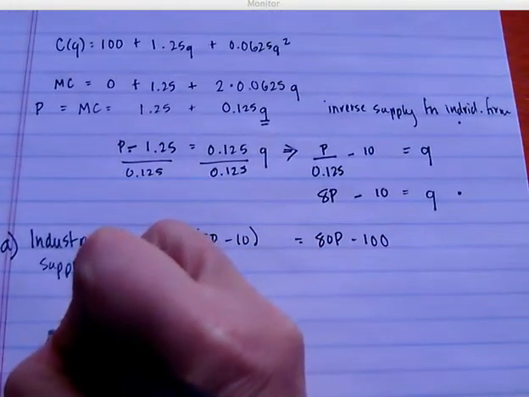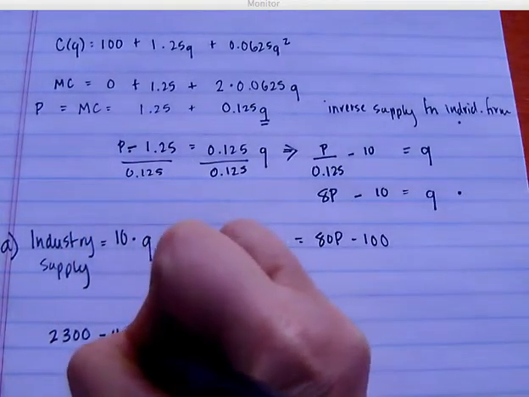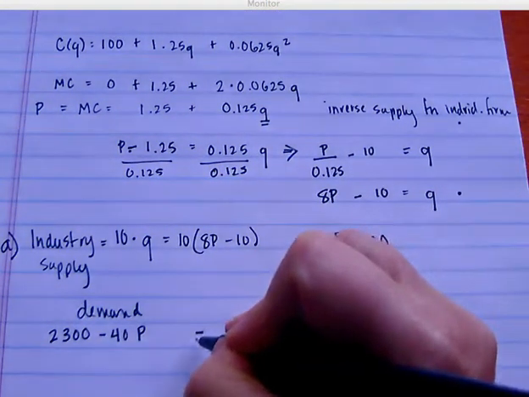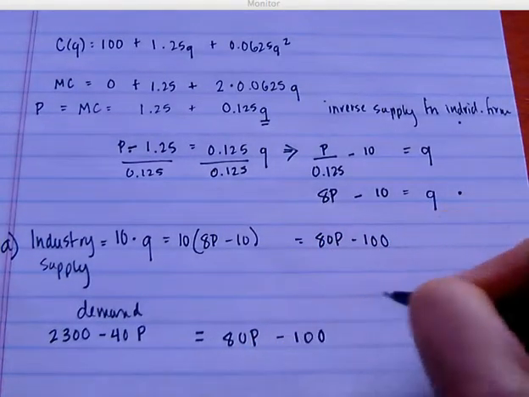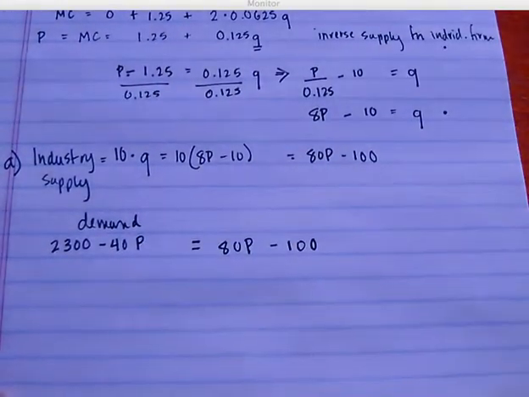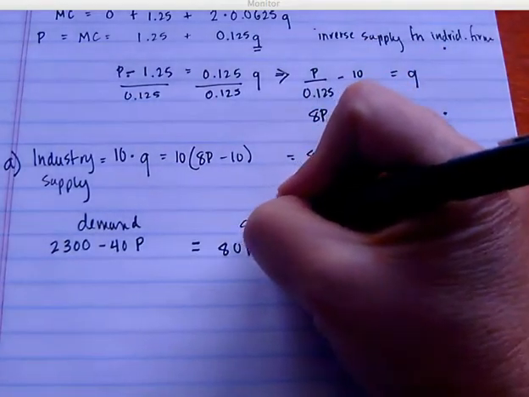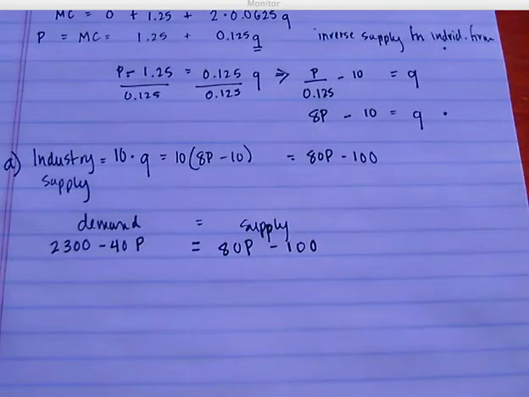All right, so we've got demand on this side, 2300 minus 40p. That's our demand. Here comes Leo again to help us. And then on the right-hand side, we've got our supply, 80p minus 100. Okay, and so what we want to do now is solve for the price that makes demand and supply equal, right? And that will give us our equilibrium price, and then from there we can calculate equilibrium quantity.